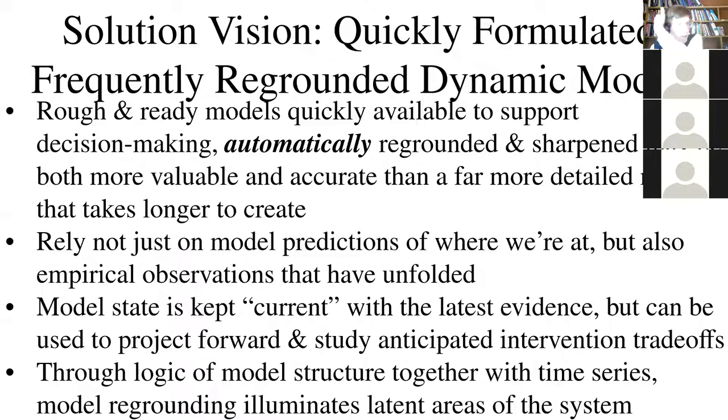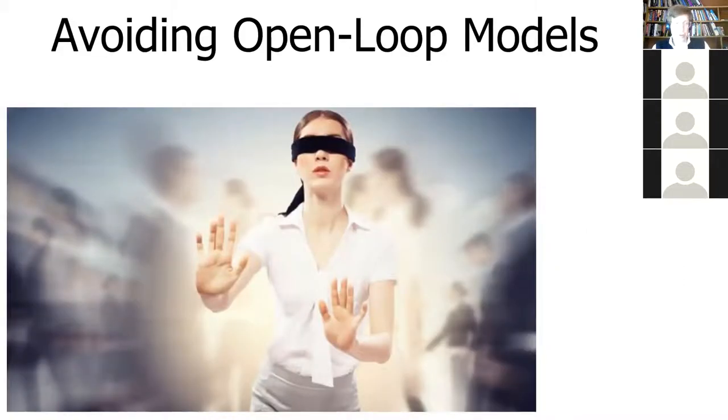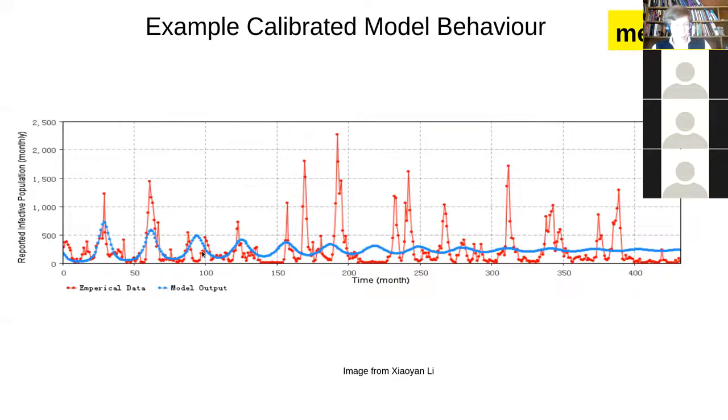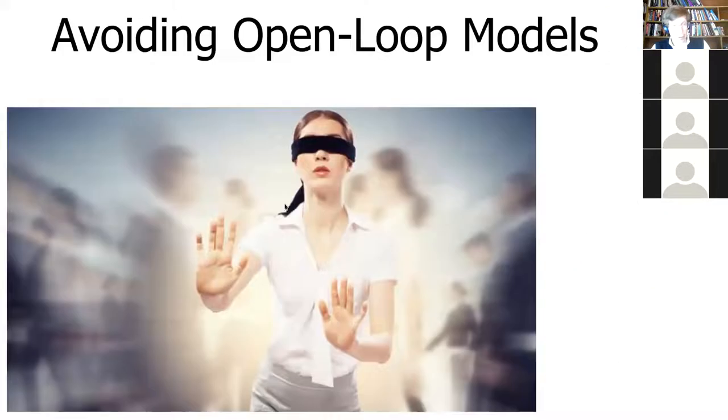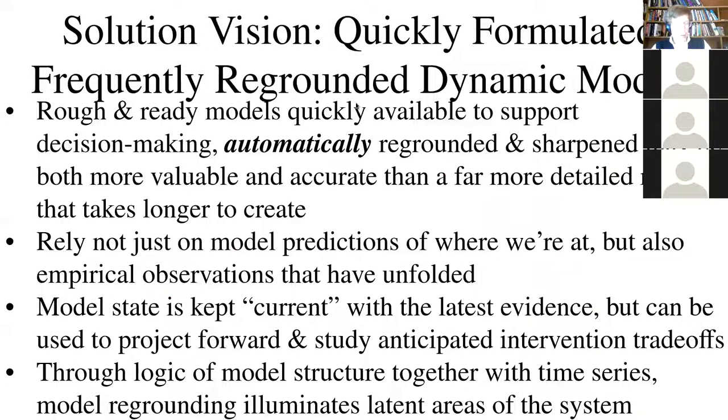So the goal here is to have quickly formulated, frequently regrounded dynamic models. It's to move beyond blindfolded models. It's to lend our models eyes, so that rather than being built and then just run, all along the way we have their blindfolds off and they are constantly regrounded in, kept abreast of, and kept current with, and change our understanding of the current situation based on empirical data. That's the idea. If we can create these models quickly, then we can reground them over time and do well. And in fact, this is what we did in the COVID-19 pandemic, where we had the first models of this sort by April, and they could be regrounded with evidence on the number of cases and used for reporting day in, day out.